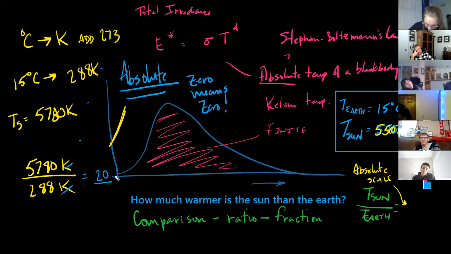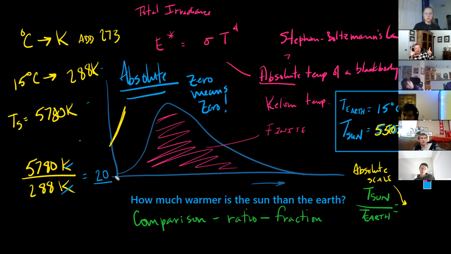Would that surprise you, that the sun is only 20 times warmer than the earth? Not really. Why do you say that to me? Talk to me. Because if the Earth was 2 times as hot, we could probably still live there, but 3 times as hot, probably not. So 20 is insanely hot. But would you agree that 5,780 doesn't seem ridiculously hot?